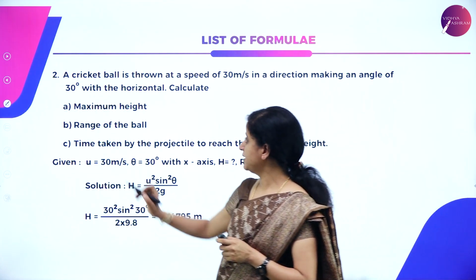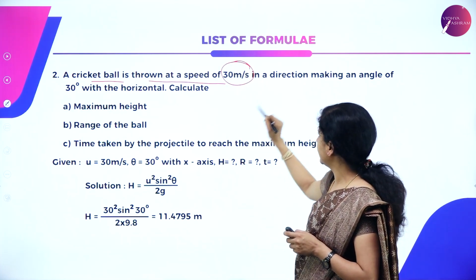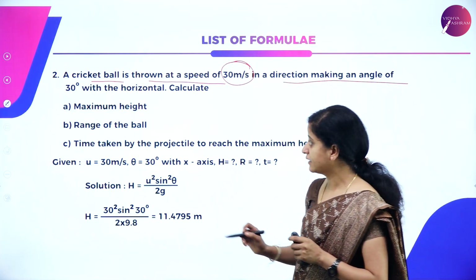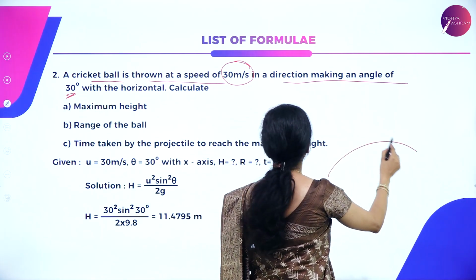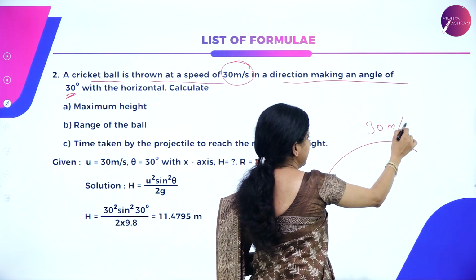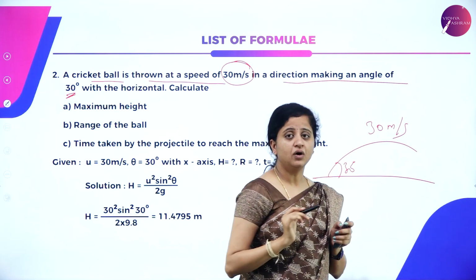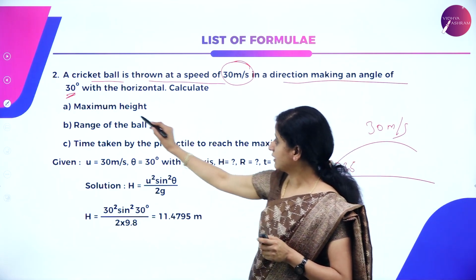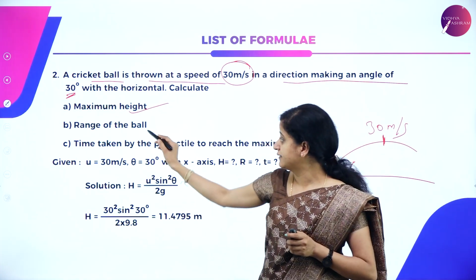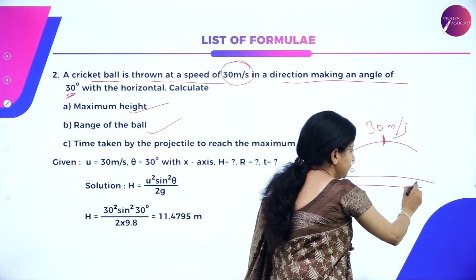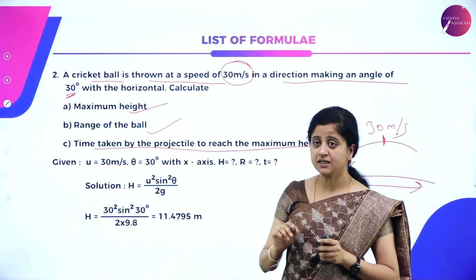So our next problem: a cricket ball is thrown at a speed of 30 meter per second in a direction which makes an angle of 30 degrees with the horizontal. What do we have to calculate? Here we have to calculate the maximum height reached by the ball, the range of the ball, that is the maximum horizontal distance covered by the ball, and the time taken by the projectile to reach the maximum height.